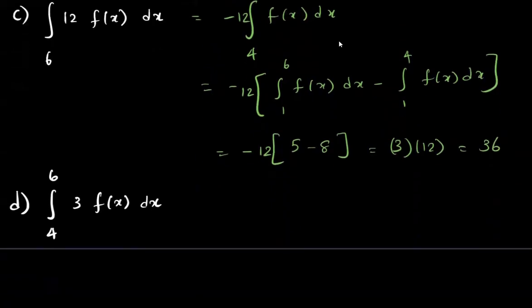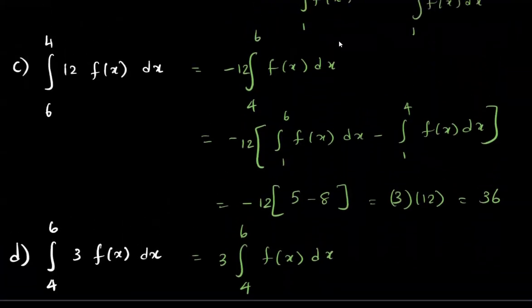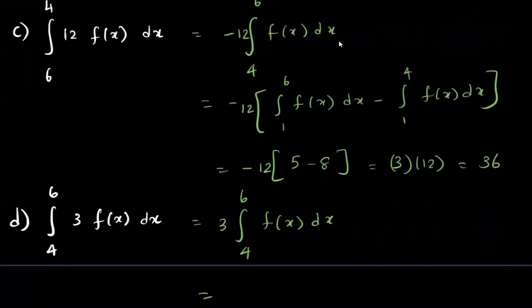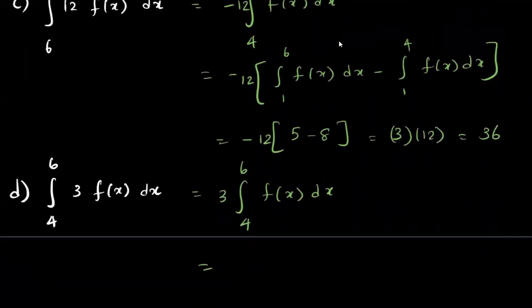Then here we have 3 times the integral from 4 to 6 of f of x dx. 4 to 6 we already know, we evaluated that already, did we not? Like 1 to 6 minus 1 to 4. So we said that that was 5 minus 8, so this becomes -9.